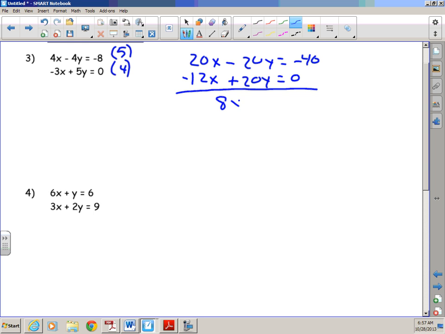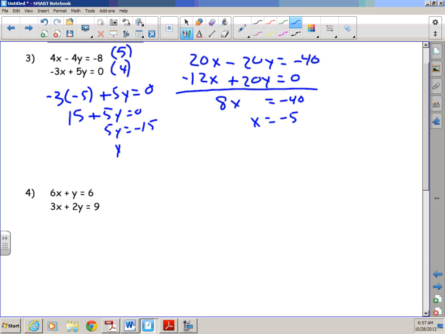I get 8x is negative 40, x is negative 5. Substitute in negative 5 for x. And you'll get y is negative 3. So my solution is (-5, -3).